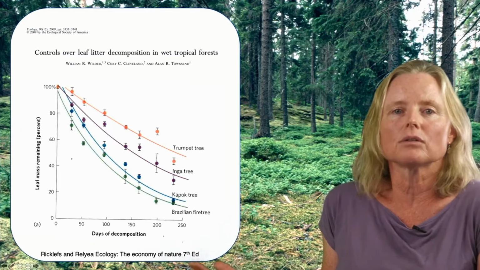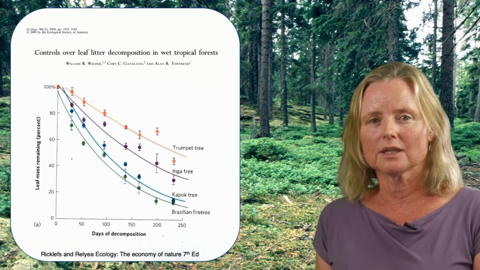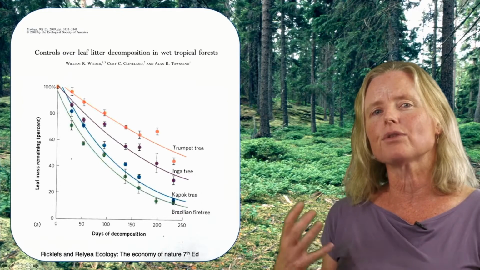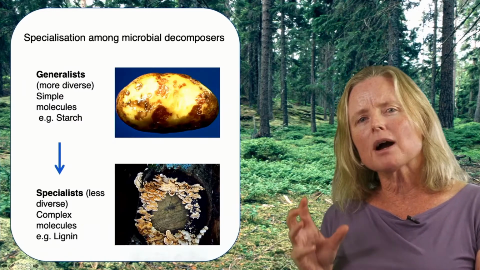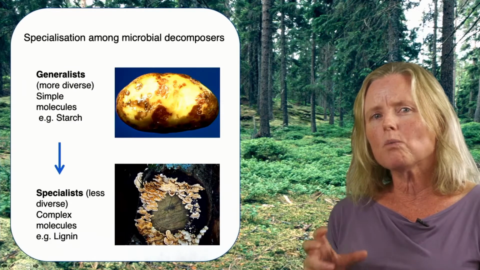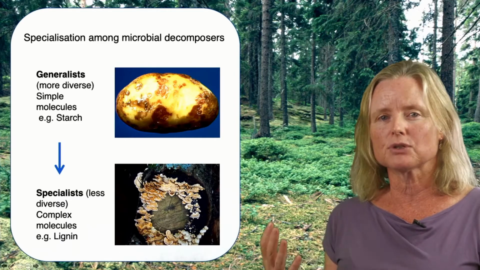This is a similar result to the previous leaf decomposition experiments we found in the German stream, suggesting some universal themes to the decomposition process of leaf litter. Specialization among microbial decomposers is thought to be one explanation for the differences in the rate of decomposition between different substrates.